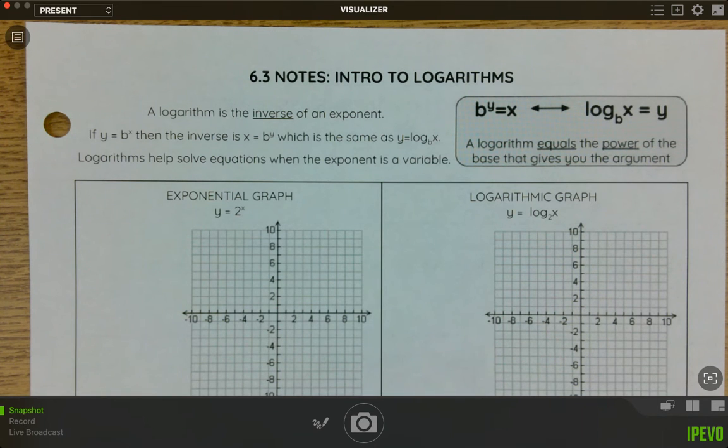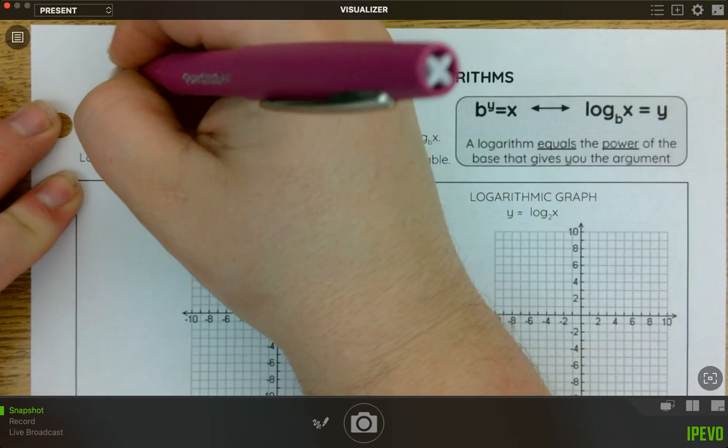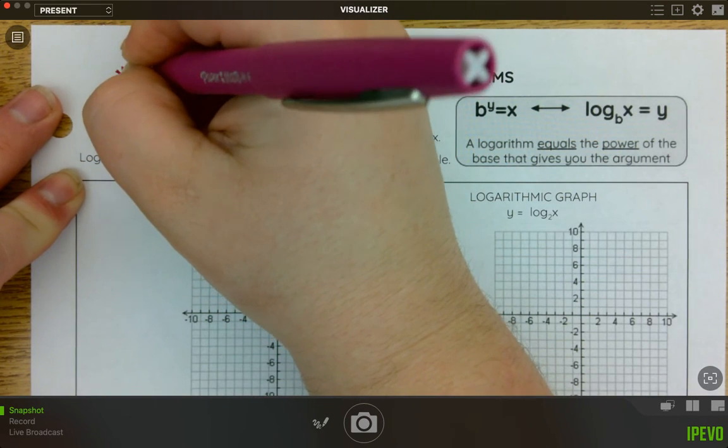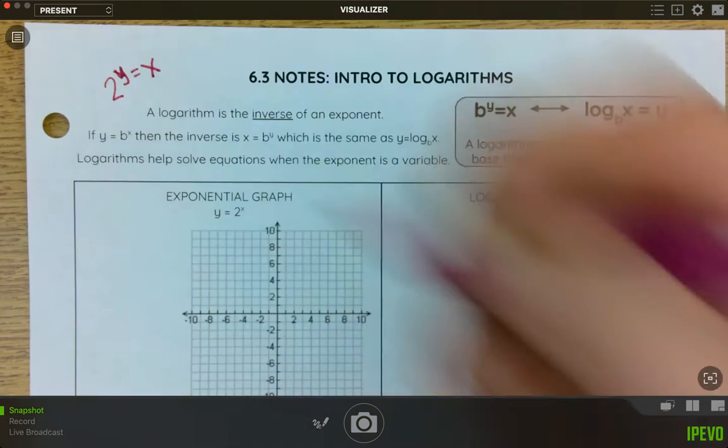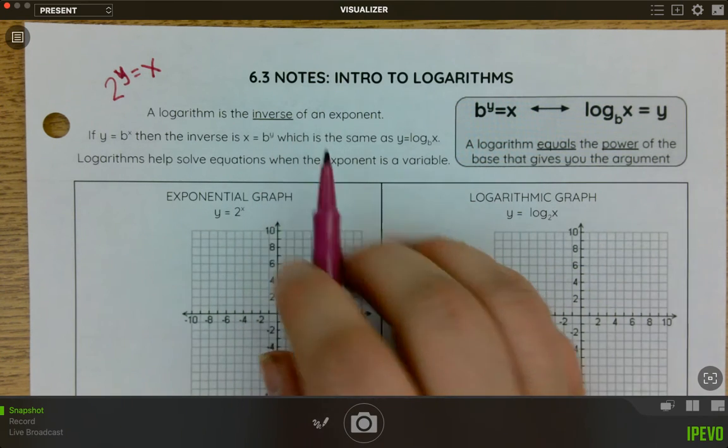But we don't know how to do something like, how do we get x by itself in this, or y by itself in this equation? How do we remove something from an exponent, okay? And that's using a logarithm.